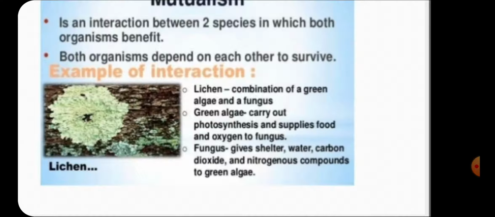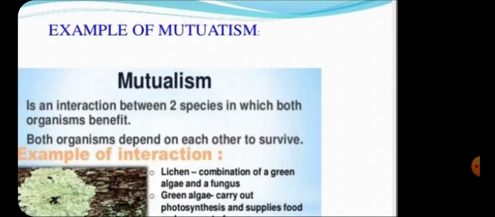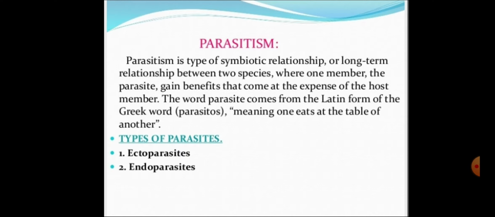So lichen is a very good combination, and it is a very good example for this mutualism. Now in another slide we can explain about parasitism. It is a type of symbiotic relationship, or long-term relationship, between two species where one member, the parasite, gains benefits that come at the expense of the host member.